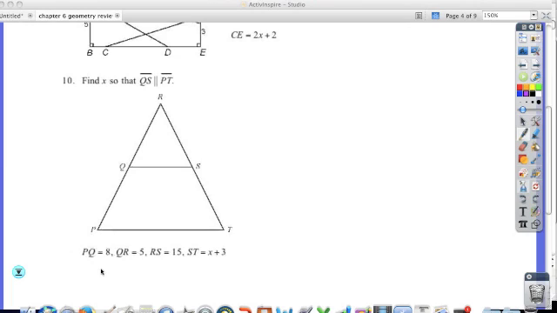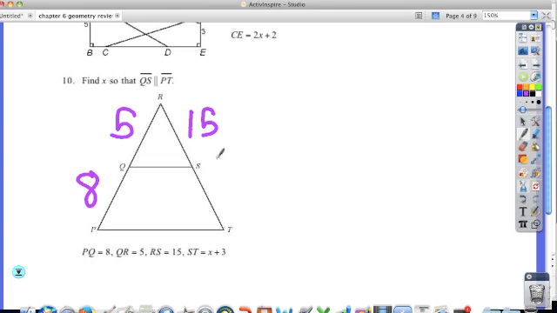Who wants to read it for me? Okay, so line QS is parallel to PT. In order for that to happen, these triangles have to be similar, so we have to set up a proportion. They tell me that PQ is 8, QR is 5, RS is 15, and ST is x plus 3.